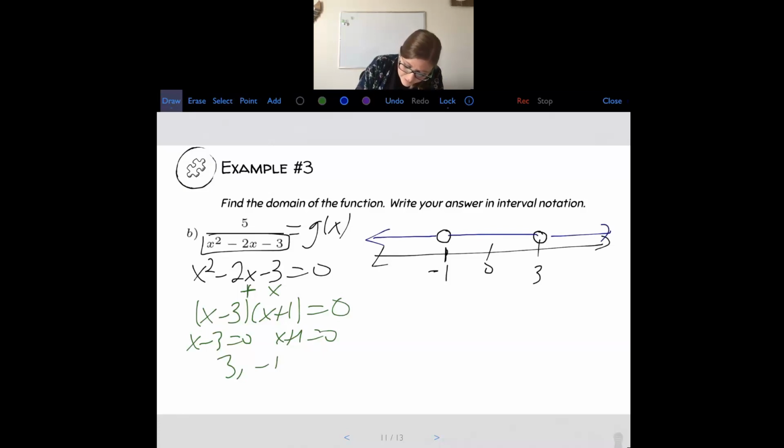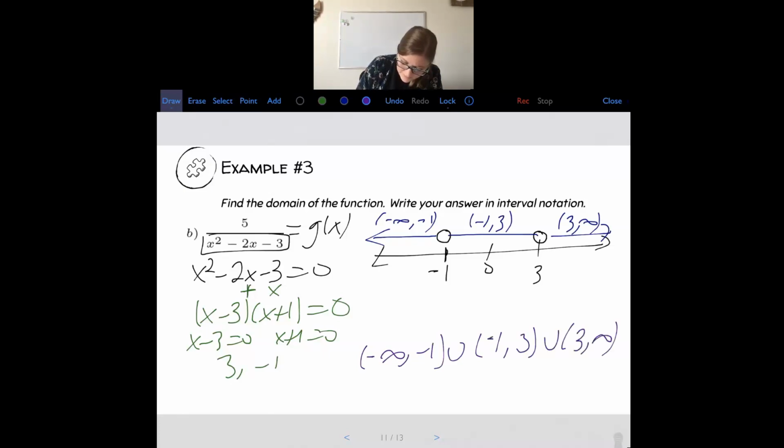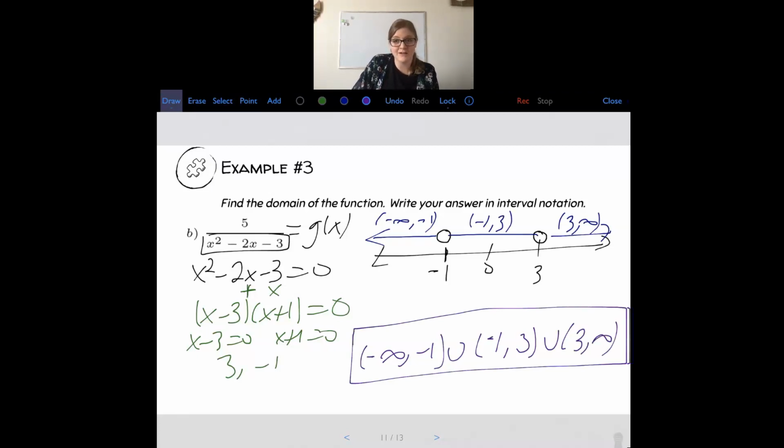So we have one interval here from negative infinity to negative 1, another interval here from negative 1 to 3, and another from 3 to infinity. So as our final answer, we would write all these out together. Negative infinity to negative 1, union negative 1 to 3, union 3 to infinity. Okay. So this is how we say in interval notation anything except negative 1 and 3.